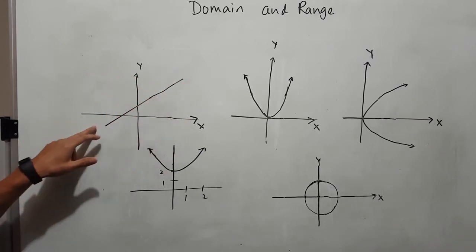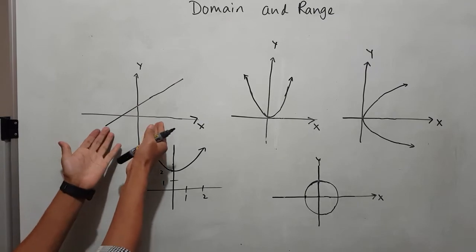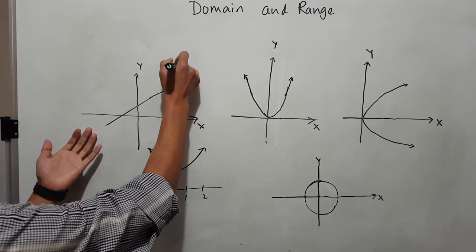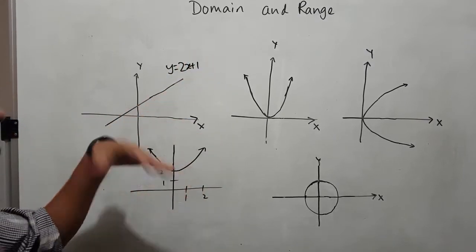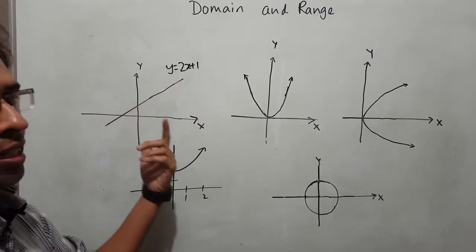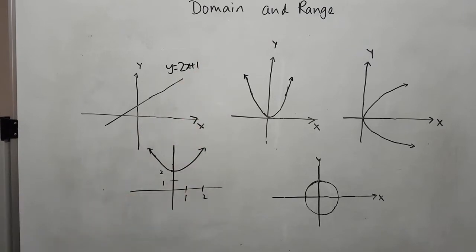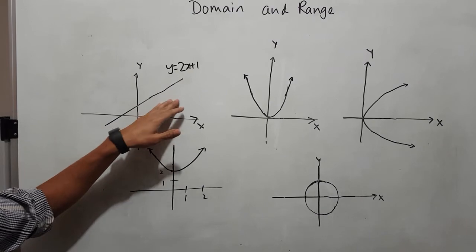We have a straight line here, x-axis, y-axis. And I'm asking, what is the domain? If I write down that function, it's basically y equal to, say, 2x plus 1. But you don't necessarily have to know that y equals 2x plus 1 for this line. You don't need to know that straight line equation. Without knowing it, we can straight away say what the domain is and what the range is.